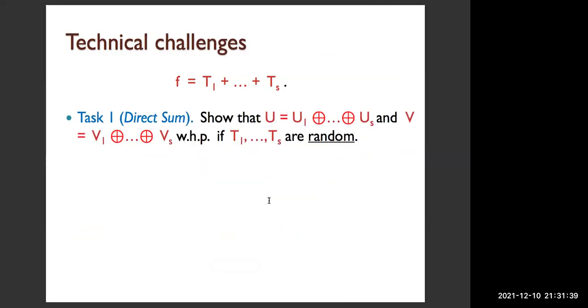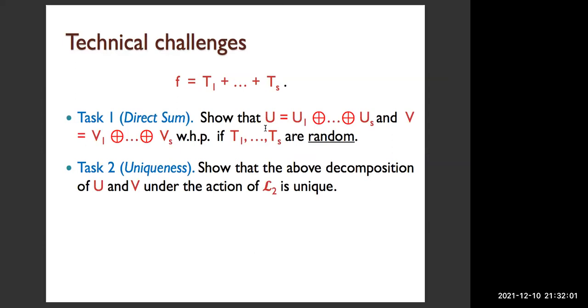The first one, of course, is that we expect U to decompose as U1 through US and V to decompose as V1 through VS, but we have to show this. We have to show that if we choose T1 through TS randomly, then indeed they decompose like this with respect to the operators L with high probability. So that's the first technical challenge. The second technical challenge is the third expectation. We need to show uniqueness, that this is the only way you can decompose when you choose T1 through TS randomly under the action of the L2 operators, right?